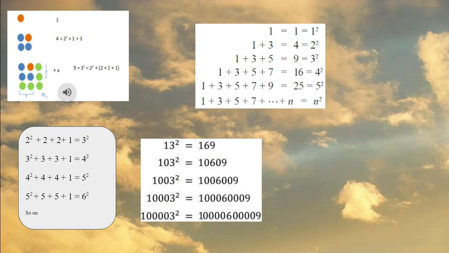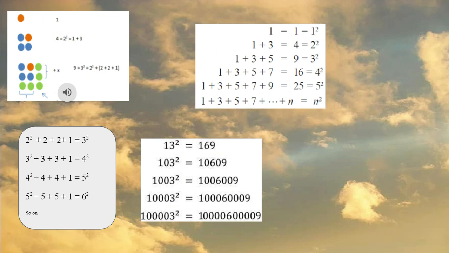Another pattern is there on the right side. 1 is equal to 1 square. 1 plus 3, meaning adding odd numbers, is equal to 4, that is equal to 2 square. 1 plus 3 plus 5 is 9. 1 plus 3 plus 5 plus 7 is 16, that is 4 square. Means we are adding 4 odd numbers.